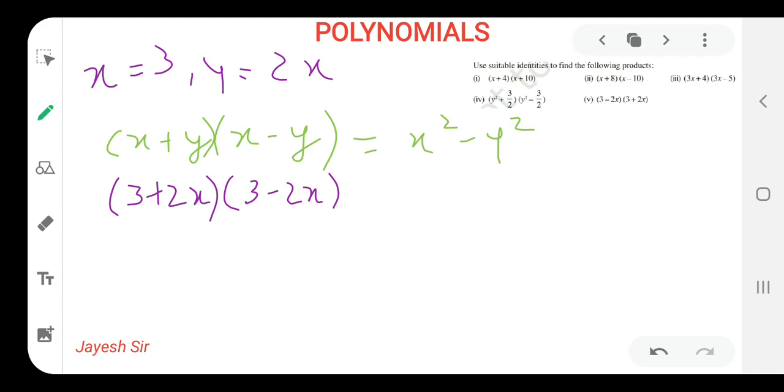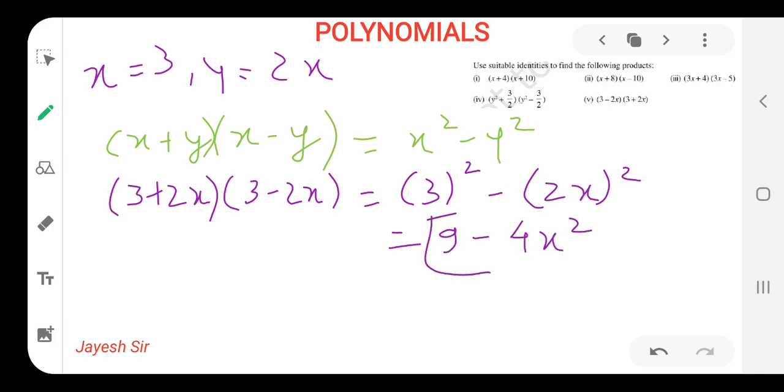But why have we not done this in the third sum? Because there 3x plus 4 was there, and on the other side it was 3x minus 5. I hope you all might be getting it, why we have not done this in the third sum and why we are doing it here in the fifth sum. So we have to just put the value of x and y. The value of x would be 3 square and y is 2x, that means 2x the whole square. So our answer would be 9 minus 2 square 4 and x square as it is. So our answer is 9 minus 4x square. I hope you all might be getting it, and that was an easier sum.